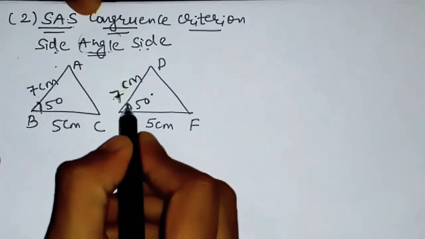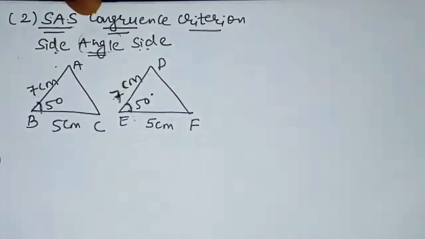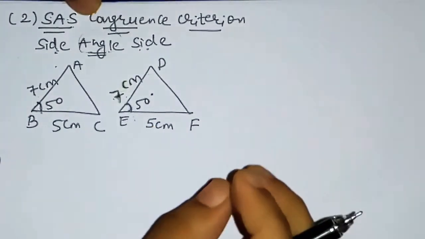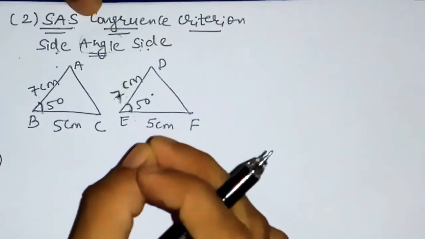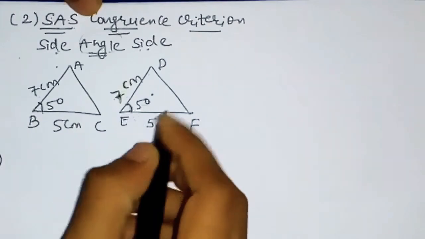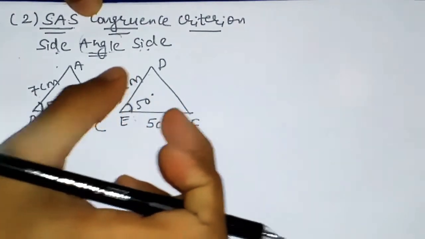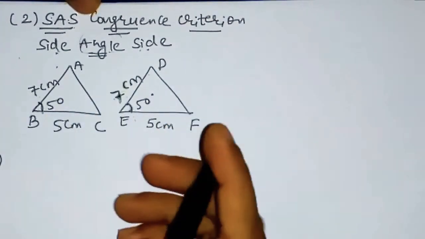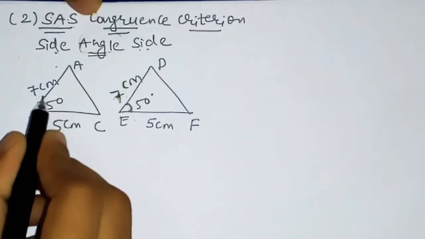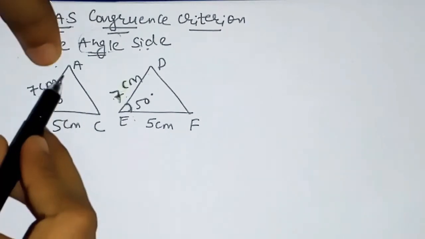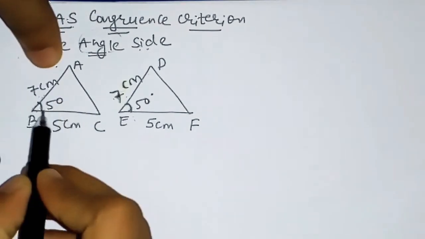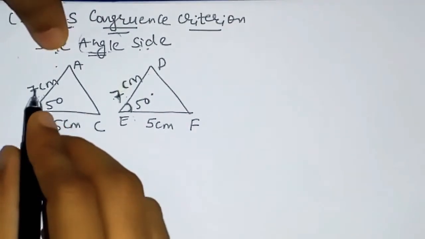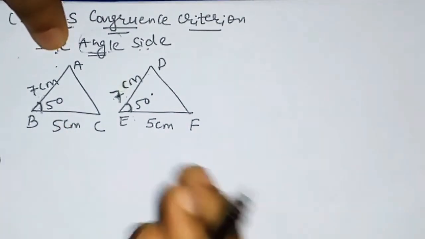So where do you have to take this angle, where should it be? Condition is the angle should be between the two equal sides. That is why the word used is included angle. The angle which is included between these two sides, that angle we have to take. So here by SAS congruency, side, angle, side, if you see the order, this side is given, so side, then angle is given, so A, and then again this side is given, so SAS congruency criteria.